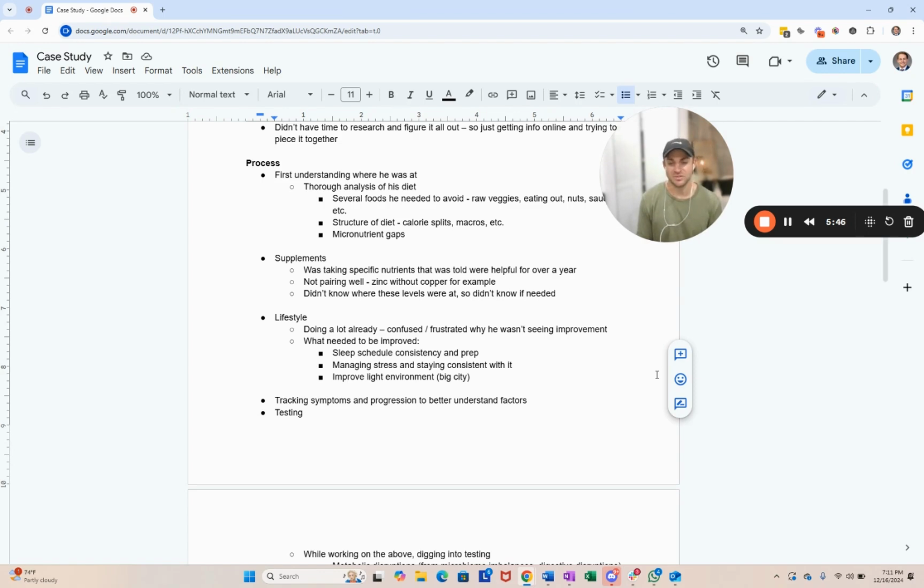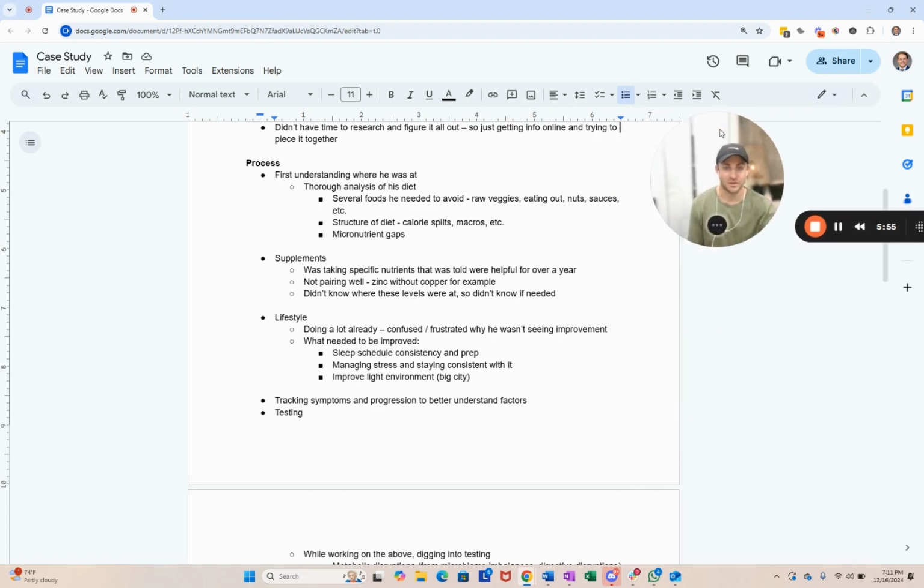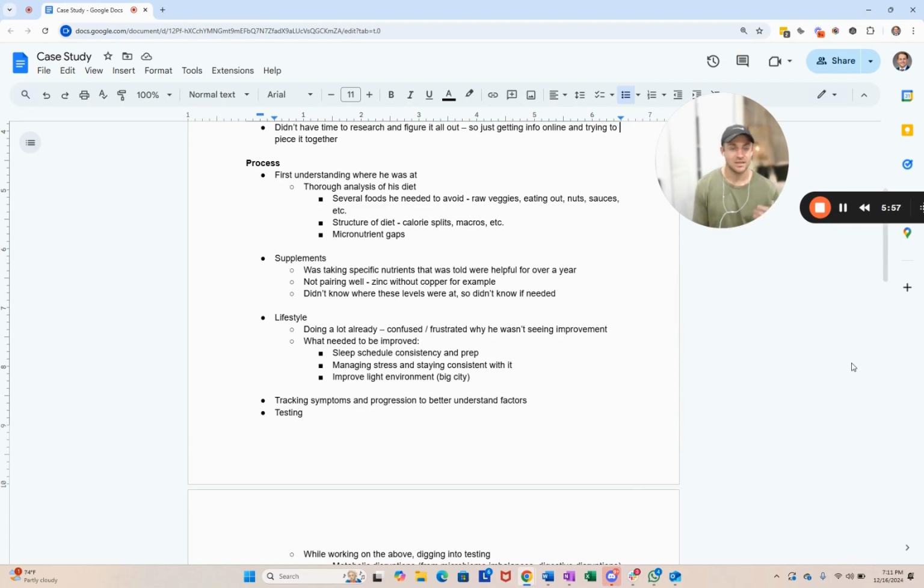There were also some foods he was eating. For the most part, his diet was pretty clean, but there were some foods that were not the best, not the easiest to digest with the issues he had, like raw veggies, nuts and seeds, some condiments and sauces, and stuff like that. He was eating out a decent amount. So there were some adjustments we needed to make on that front, as well as, like I said, smaller meals, eating more often instead of trying to take down so many calories in one sitting.